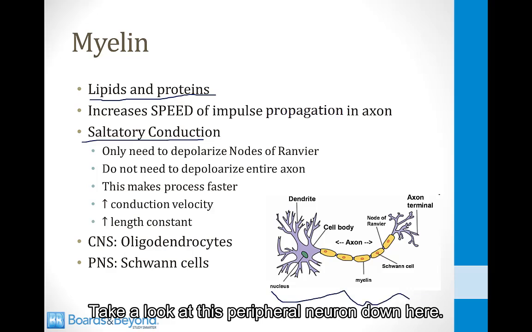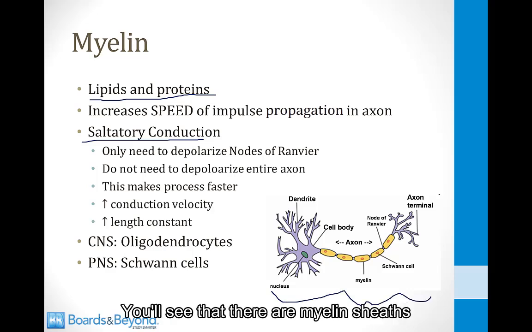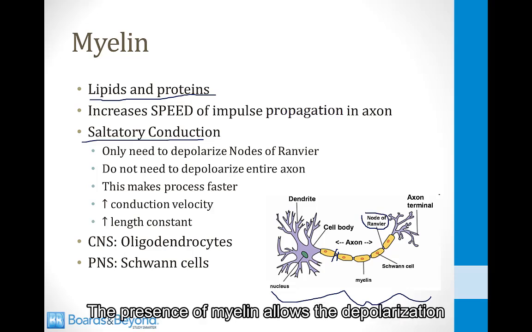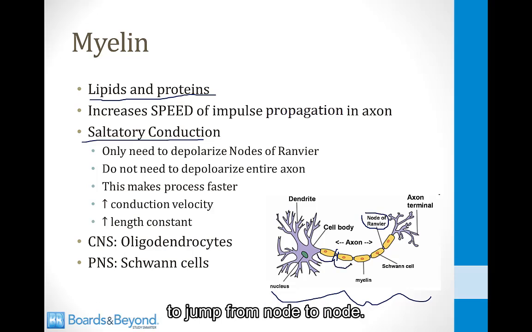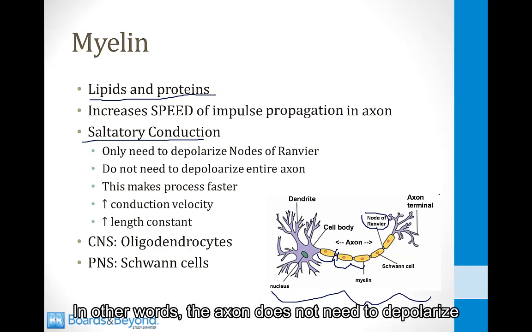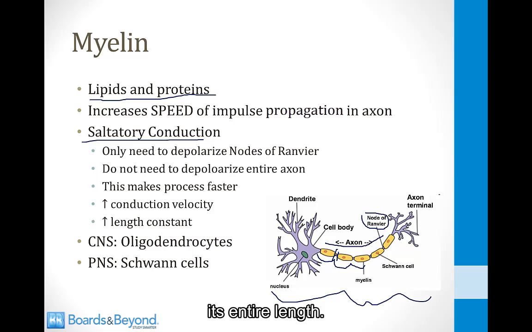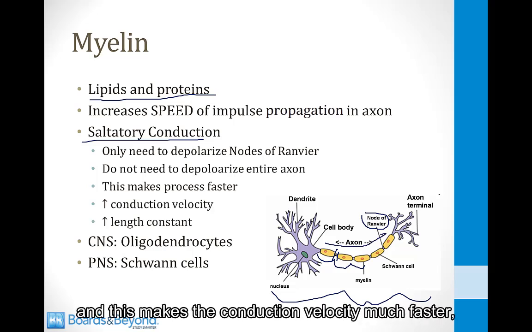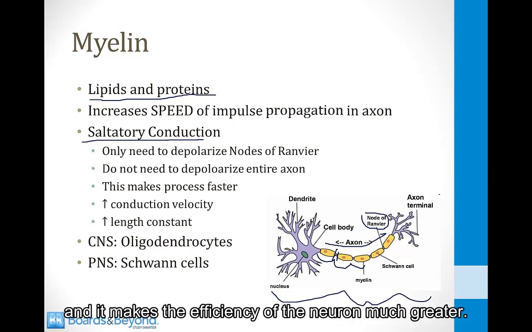Take a look at this peripheral neuron down here. You'll see that there are myelin sheaths and Schwann cells surrounding the axon with little gaps between them, and those gaps are called the nodes of Ranvier. The presence of myelin allows the depolarization to jump from node to node. In other words, the axon does not need to depolarize its entire length. It can go from node to node hopping along, and this makes the conduction velocity much faster, and it makes the efficiency of the neuron much greater.